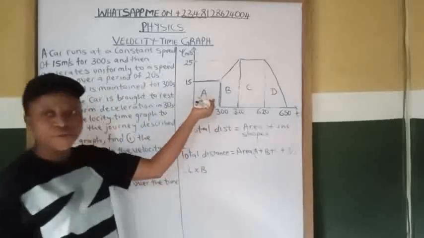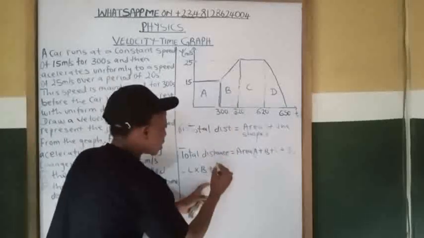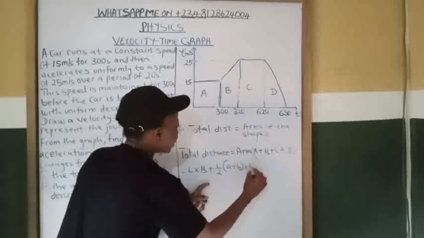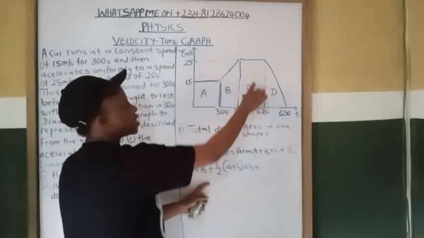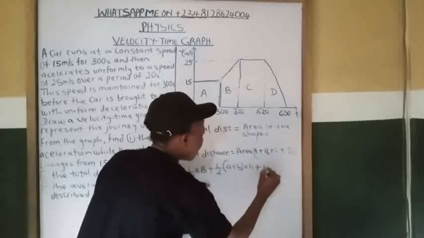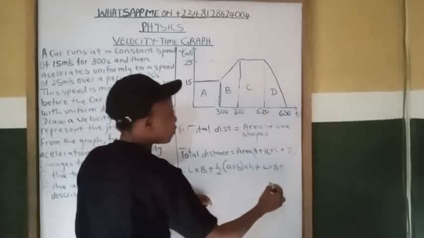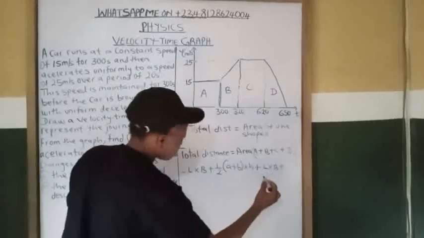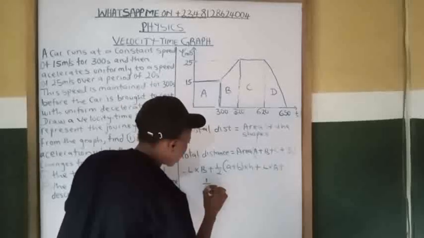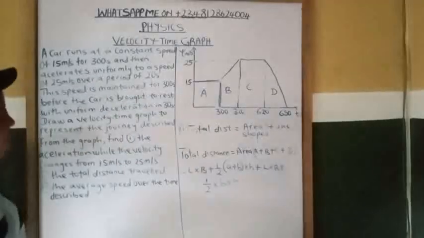The formula for calculating the area of a rectangle is length times breadth, plus the area of a trapezium, that is 1/2 into bracket A plus B times height, plus the area of rectangle C, that is length times breadth, plus the area of a triangle, 1/2 times base times height. That is half base times height.